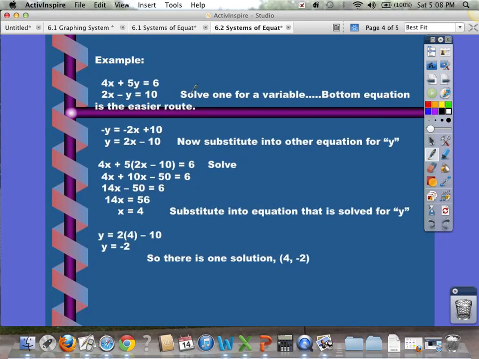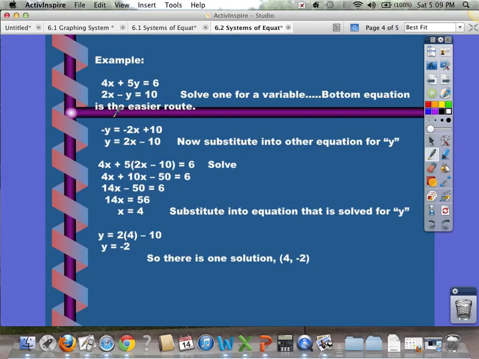All right, so this one is 4x plus 5y equals 6, and 2x minus y equals 10. We're going to solve one for a variable. The bottom equation on this particular one would be way easier than the other one. So sometimes it's very apparent which way you should go, and other times you have a lot of choices. I would definitely do the bottom one, and I would solve it for y.